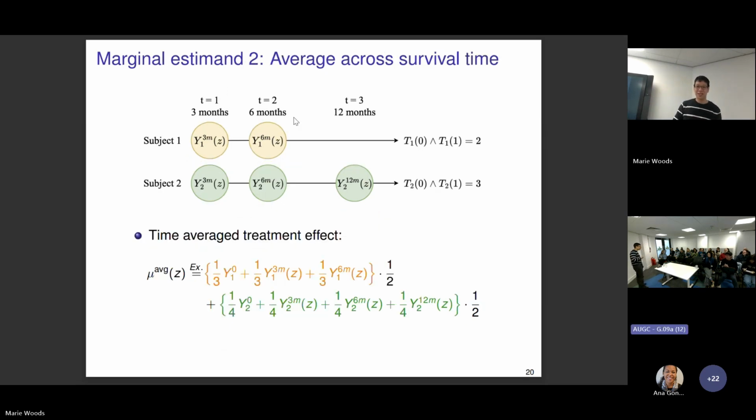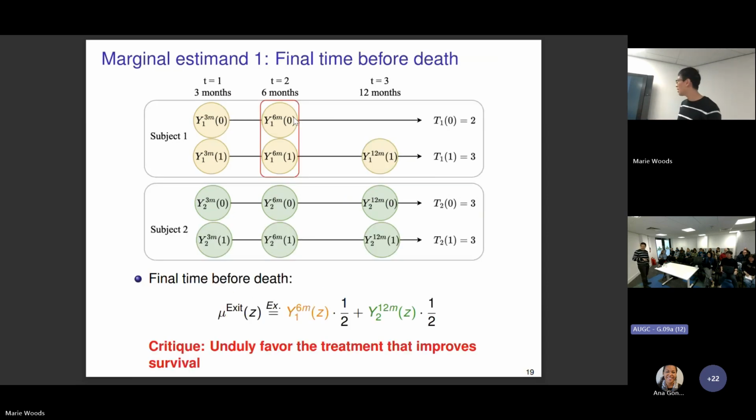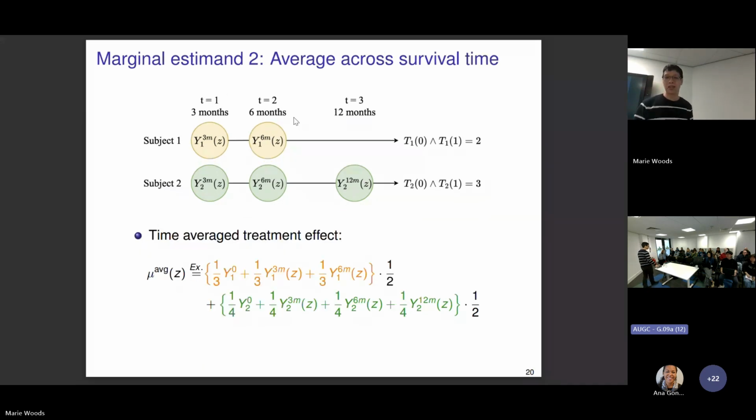Okay, all right. So this was our first proposal, and the critique here is that maybe this will unduly favor the treatment that improves survival, right? So our next proposal, which I think is quite obvious, is instead of taking the last time point, you take an average across the whole course, right?